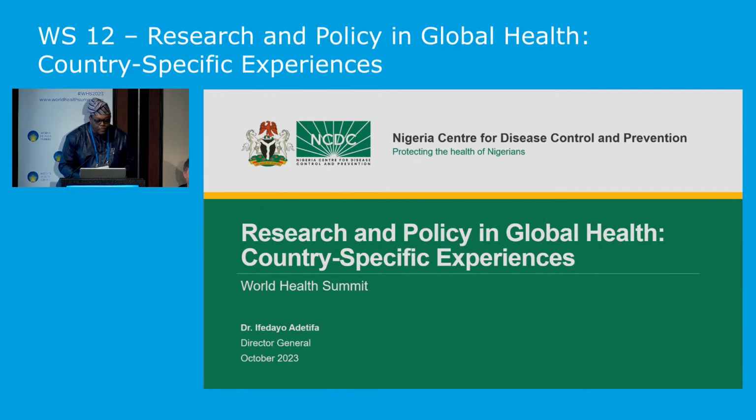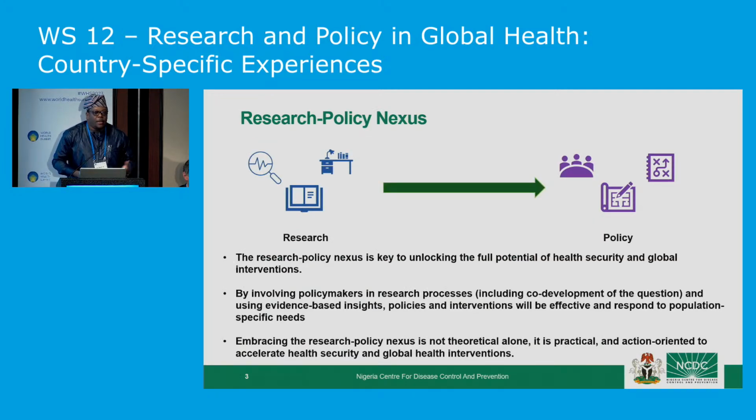So very quickly, it's the usual question about how do you crack the knot that is the research-policy nexus. I don't subscribe to the idea that every research is translatable. I think a bit of that has been mentioned here, but not all research. But we're talking about public health research, from my perspective, which should inform or provide data for action. So for us, from my perspective as a health security agency, we need to unlock this so that we achieve the full potential for health security and global interventions.